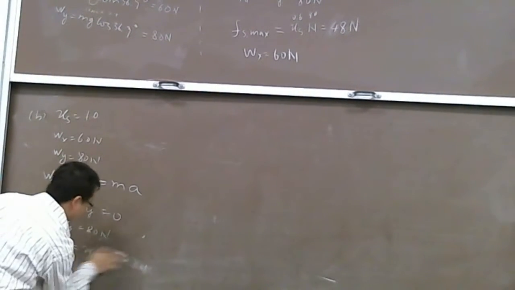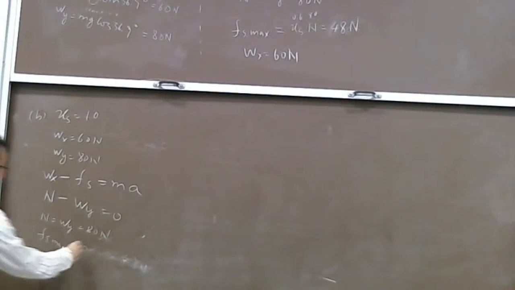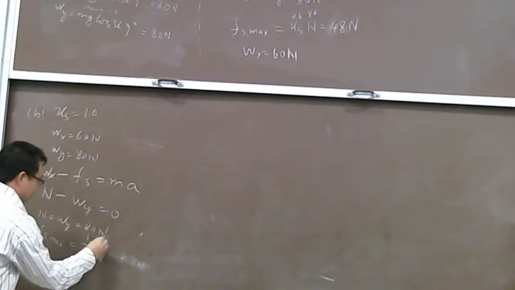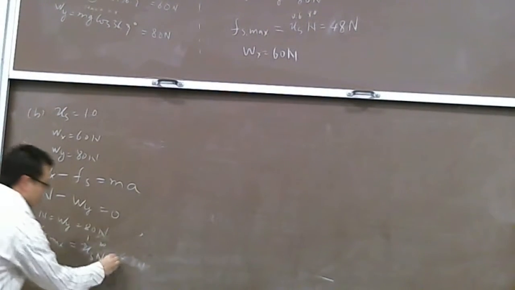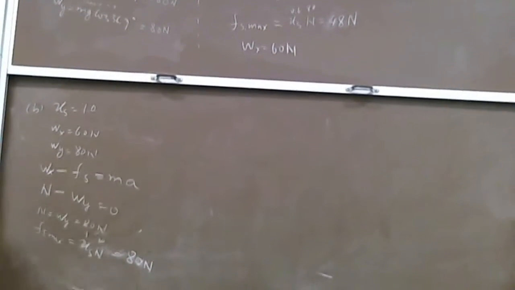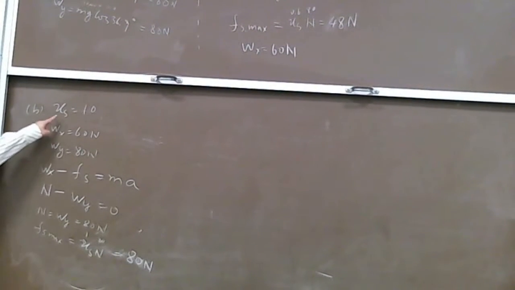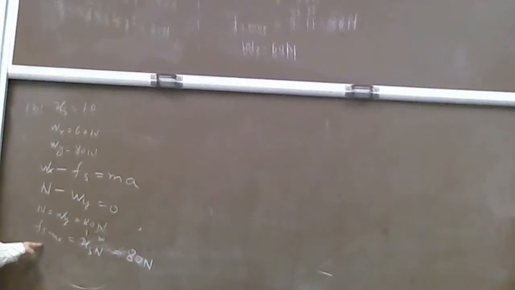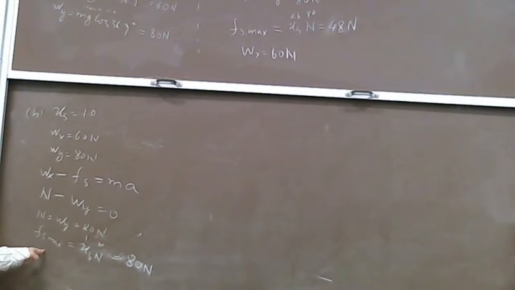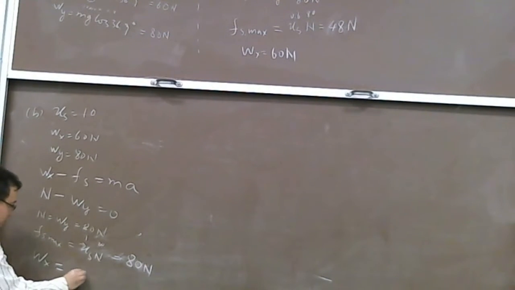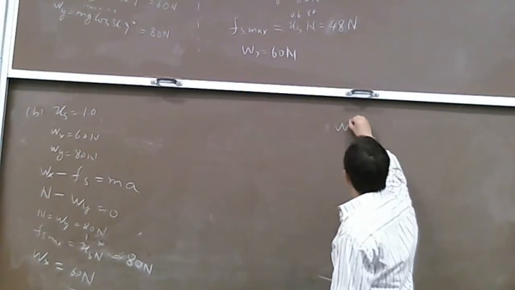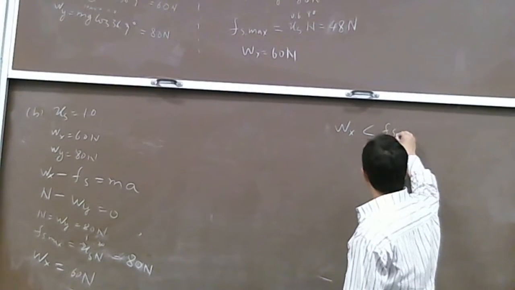Oh, sorry, no, not 48. Mu s now equals 1, right? 1 multiplied by 80. So equals 80 Newton. Please note that you have a different coefficient. So that increases the maximum static frictional force to 80 Newton compared with 48 there, okay? But in part B, in this case, if we compare it with the 60 Newton forward force Wx, which one is greater? So Wx is smaller than Fs max.